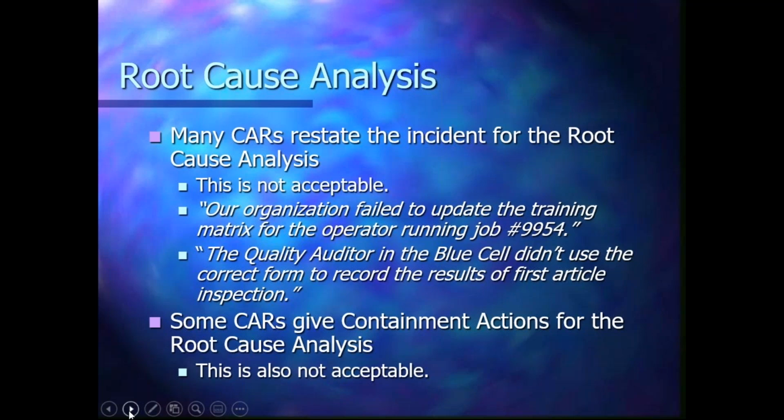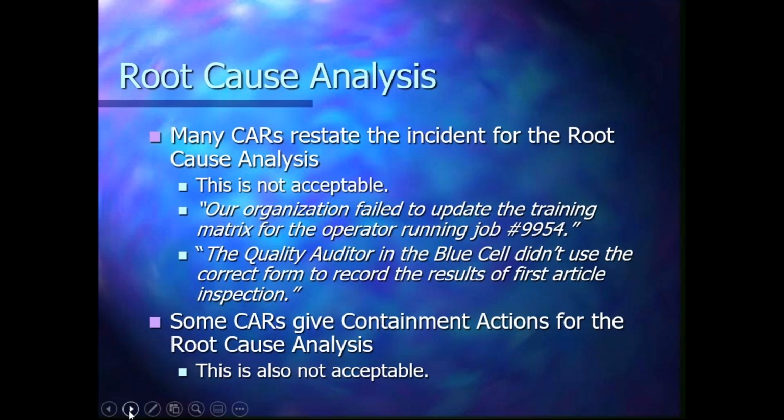So somebody's root cause may read, our organization failed to update the training matrix for the operator running job 9954. And I think, yes, I know, I told you that. I told you the training matrix for the operator running job 9954 didn't reflect his competence. You're just telling me you didn't update it. We already know that. Why did it not happen?